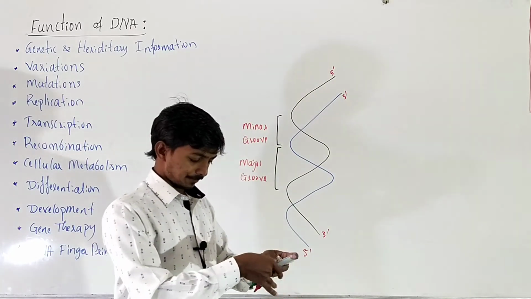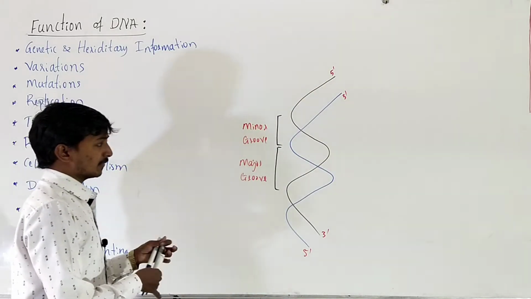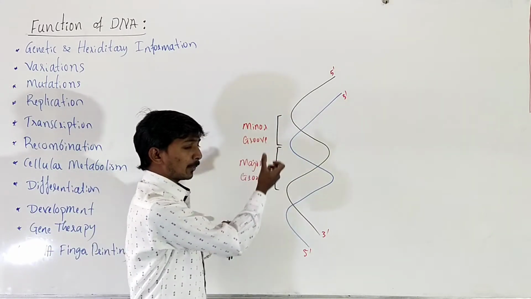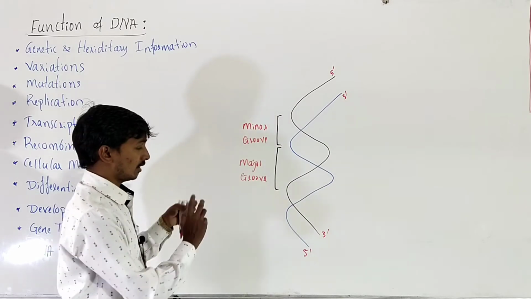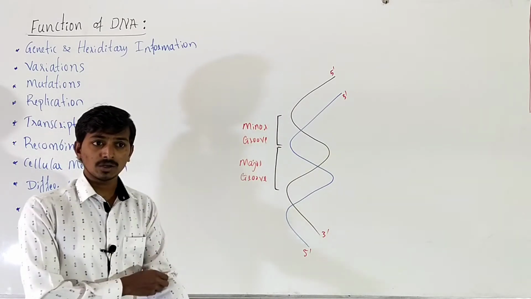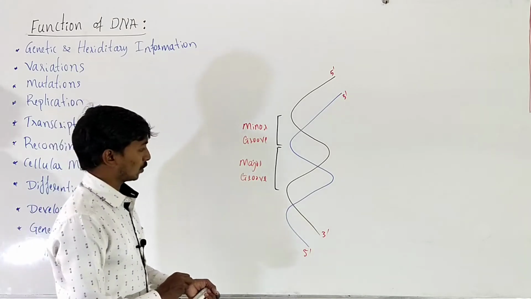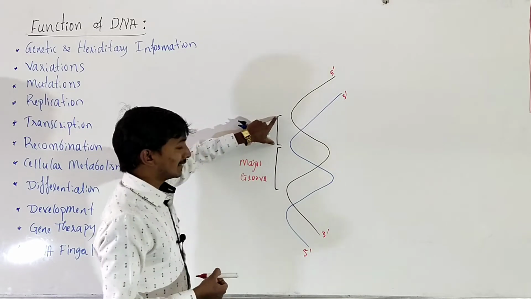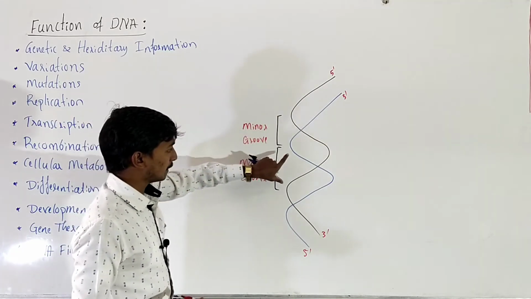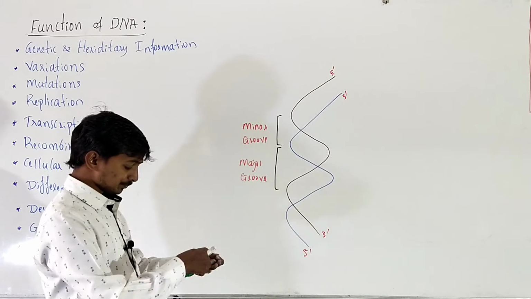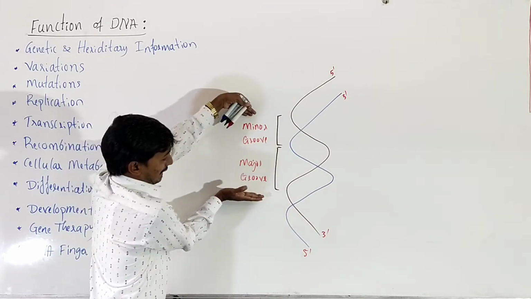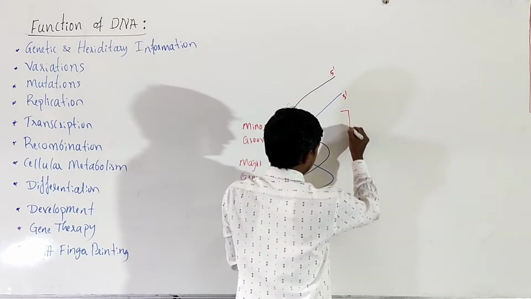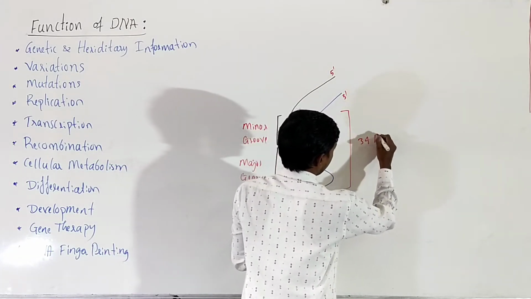Firstly, the DNA is made up of two helically coiled structures, or two polynucleotide chains, which are coiled in a clockwise, or right-handed manner. At some places they leave a small gap, called the minor groove. At other places they leave a long gap, called the major groove. The total pitch of one helix is 34 angstrom.